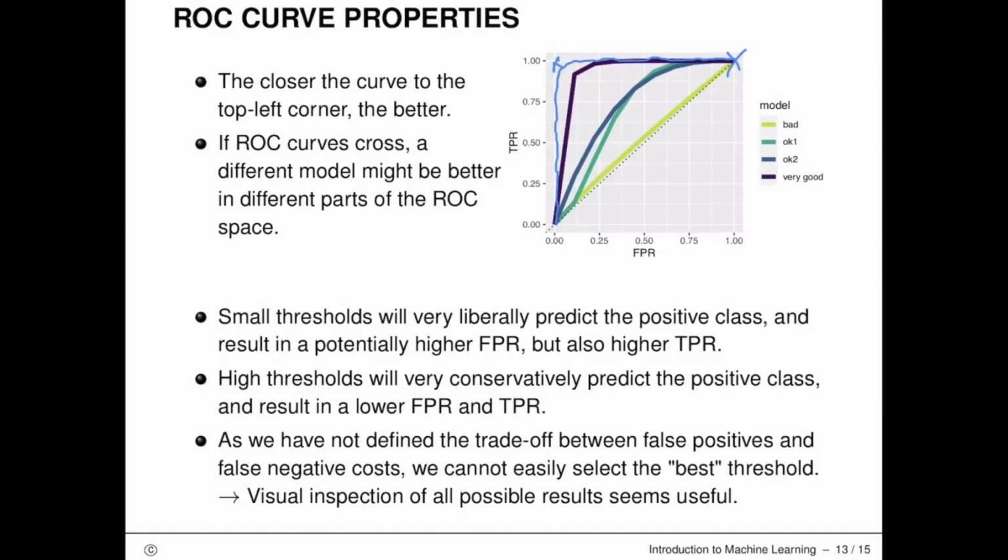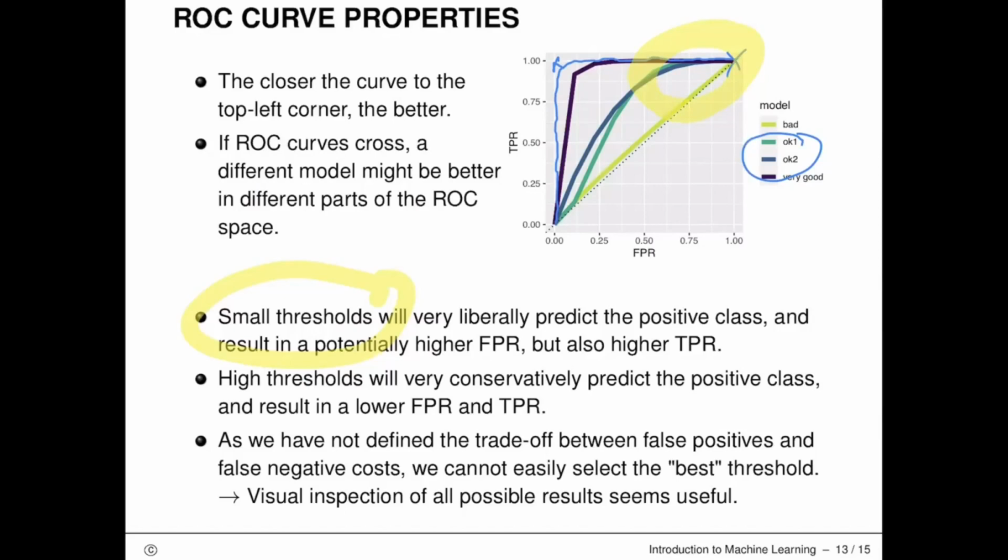If ROC curves cross, such as here the OK1 and the OK2 ROC curve, then we have no clear decision. So one of the models might be better in different parts than the other model. If we have small thresholds, what happens then? Then we will very liberally predict a positive class. So small thresholds are something in that corner here. And this would result in a potentially high FPR and high TPR.